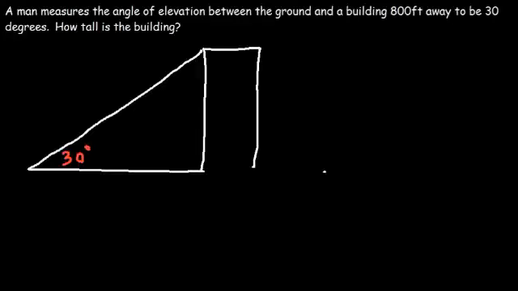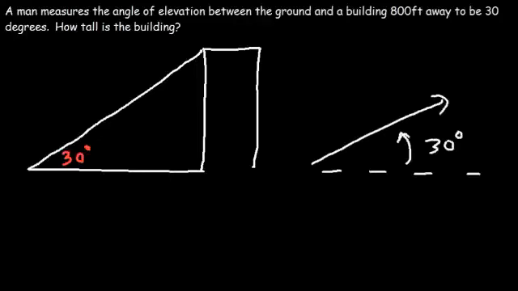So let's say this is the horizontal line. This is the angle of elevation. The angle of depression is the angle below the horizontal line. So 40 would represent the angle of depression, 30 would represent the angle of elevation.